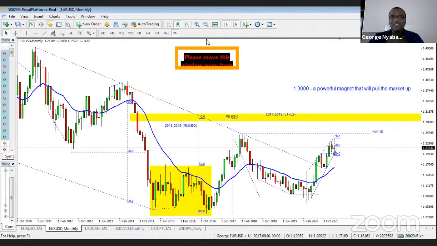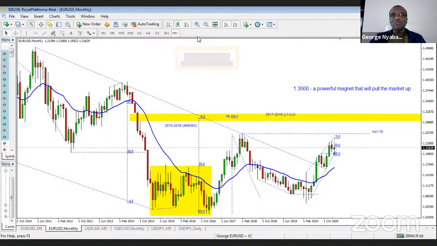What I'm interested in when I look at the monthly time frame of any chart is, are there any levels that are coming close into the daily view? Because if they're coming close to the daily view, they're definitely going to be acting as magnets. In other words, they're going to act quite determinedly to pull the market up or down.